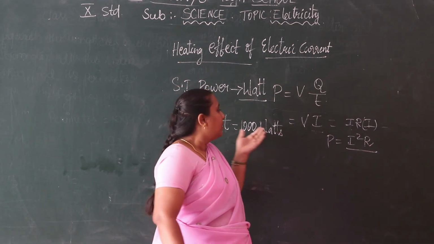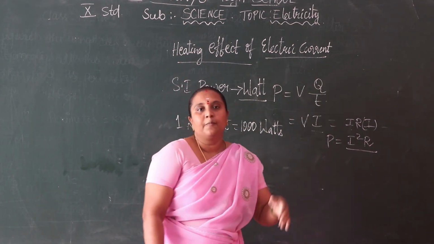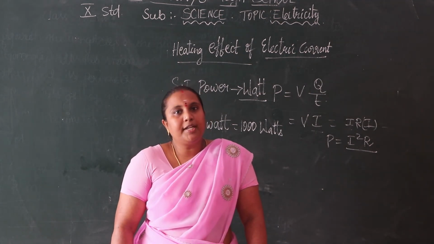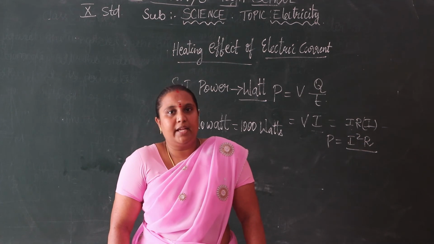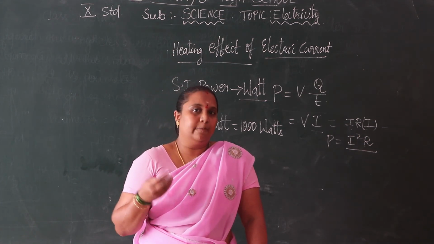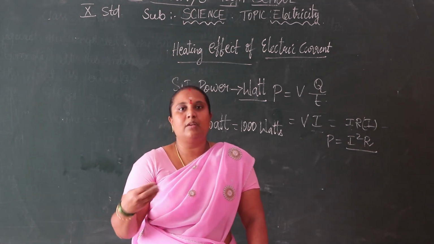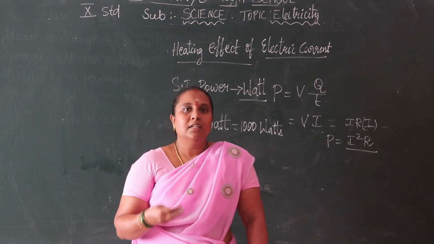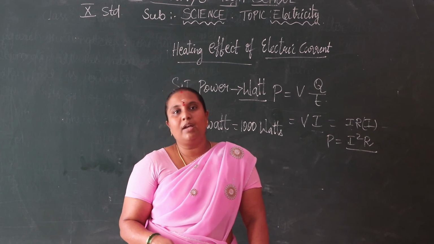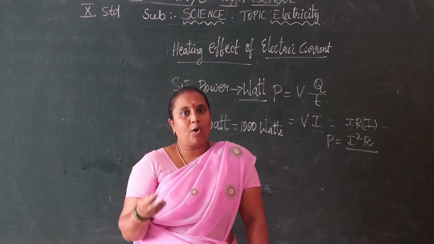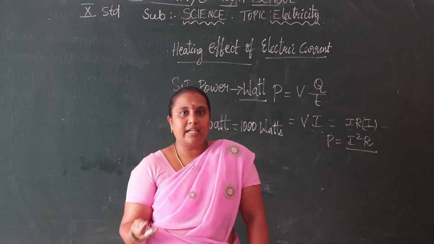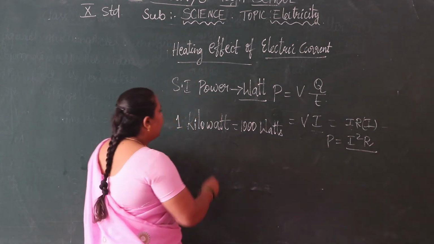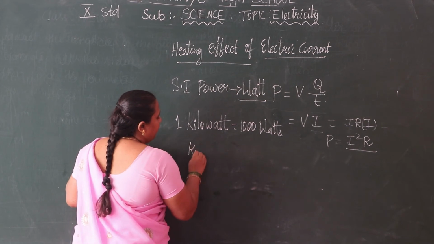This power is used in our daily life. The electricity board gives us a current bill, and we pay for the electricity we use. That is based on the product of power into time taken, which is the kilowatt hour.